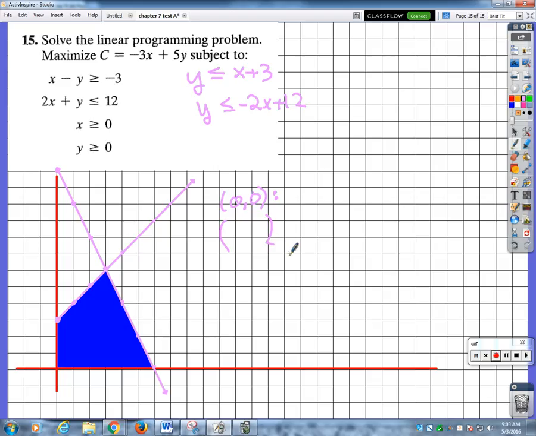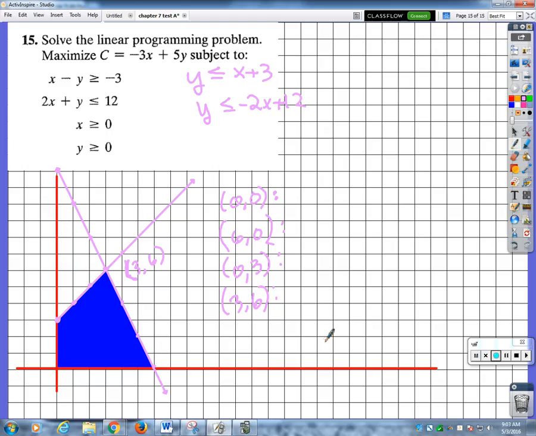That has a -3x. So this one is 6, 0. This one is 0, 3. And then this intersection point is 3, 6. Right here? That looks like 3, 6 to me.